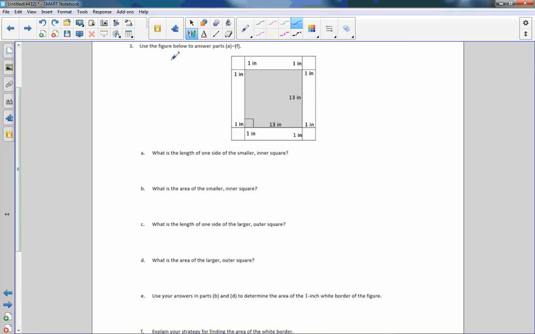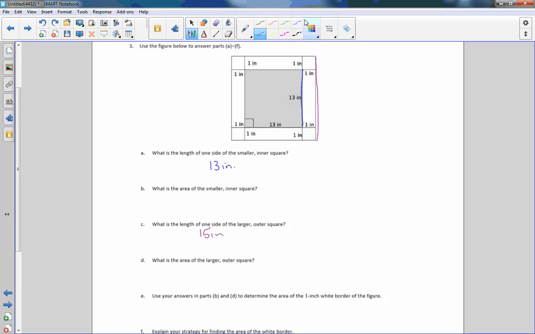Exercise 3. What length is one side of the smaller inner square? 13 inches. What length is the outside square? 13 plus 1 is 15 inches. Oh, no, we got to find the area first. Let's just move that down. I just answered the length of the larger outer square.